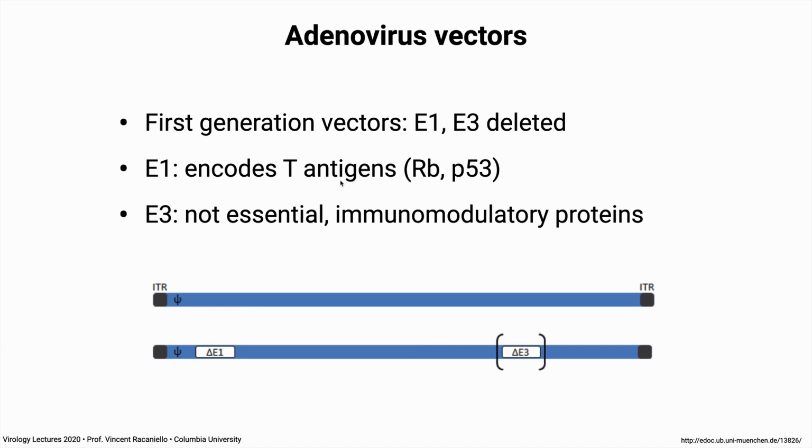Now, you may remember E1. You should. You've heard about this an awful lot in this course. This encodes the T antigens that abrogate, of course, RB and P53. You can complement this function from cells. So the vector itself, you require these to reproduce, of course, because they kick the cell into dividing, but you can provide this in trans in a cell line. And E3 encodes immunomodulatory proteins, which, by the way, are not needed for reproduction in cell culture.